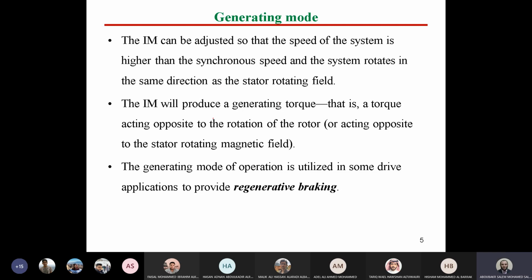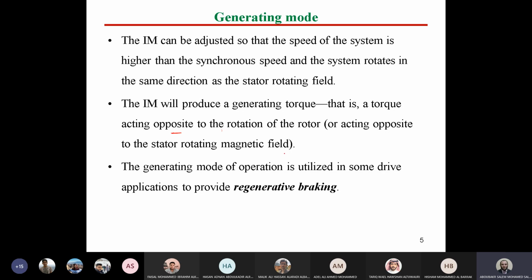However, in this case, the induction motor will produce a generating torque, that is a torque acting opposite to the rotation of the rotor. So if the electrical torque is made to be opposite of the rotation of the rotor, it will act as generator. Why? Because the torque will be negative, and in this case, T multiplied by omega will be negative, which means the machine will generate power, not absorbing electrical power. So this is now considered a generator.